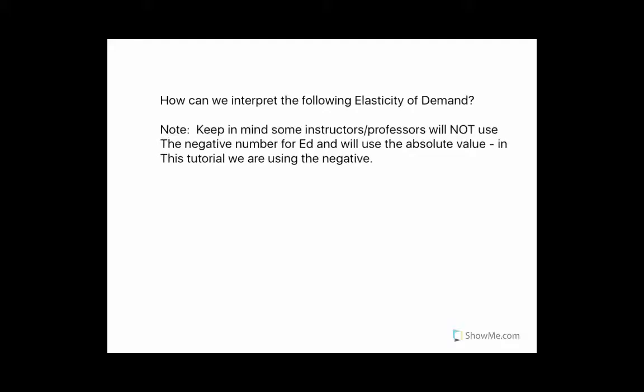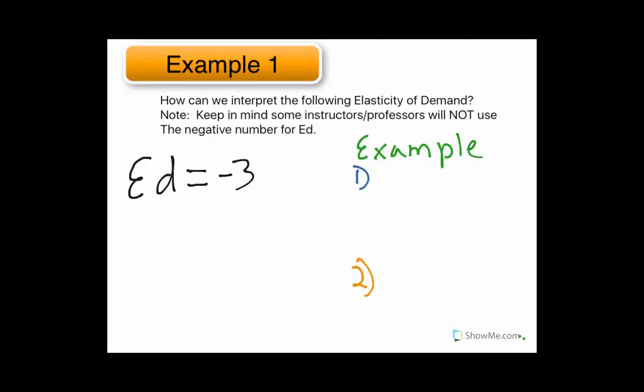For this example, we're going to already assume that you know how to do the equation, and we're just going to really focus on interpreting the numbers that we get from it. Keep in mind, some instructors or professors will not use the negative number for elasticity of demand, and will use the absolute value instead. In this tutorial, we are using the negative. If you do need something to refer to, please look back on the previous video.